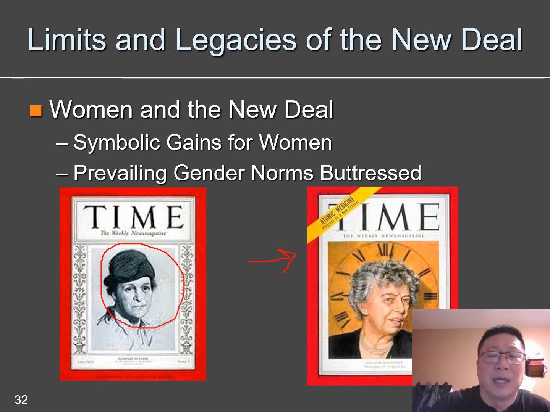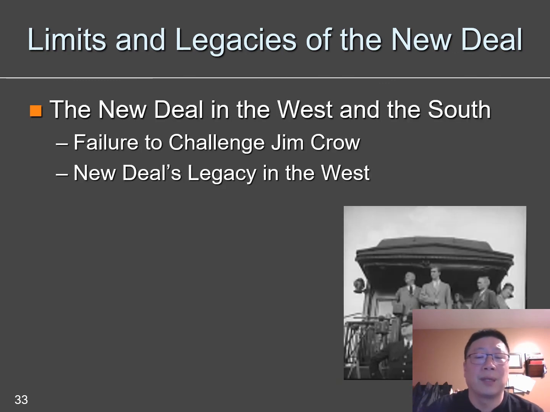However, again, the prevailing gender norms are buttressed. What that essentially means is women's roles really don't change, and women were expected to give up their job. If there's a man that was without a job and wanted a job, there shouldn't be any women working. If you go back when you read over the New Deal programs, there's really not any New Deal programs that are targeting women. There are ones targeting farmers and workers and African Americans, not any targeting women.